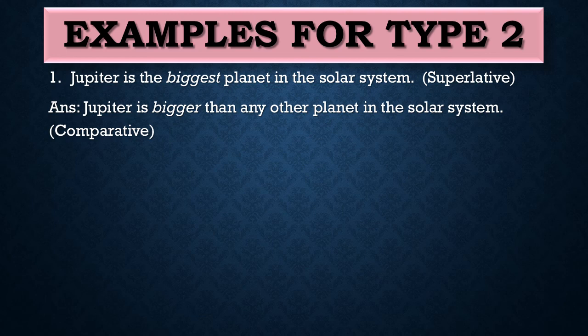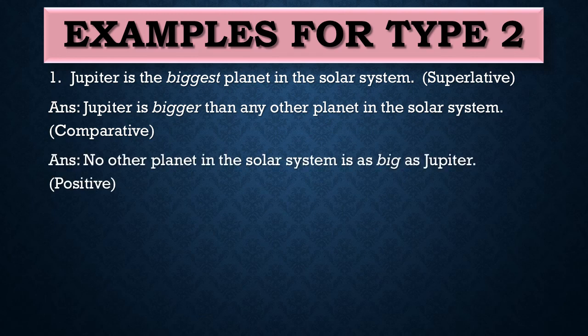Now let us change into positive. In the positive degree, as I have already said, no other will come. Then the particular noun, which here is planet. Then add the set, that is solar system. Then add the positive degree adjective, that is as big as. Now the sentence will become: No other planet in the solar system is as big as Jupiter.